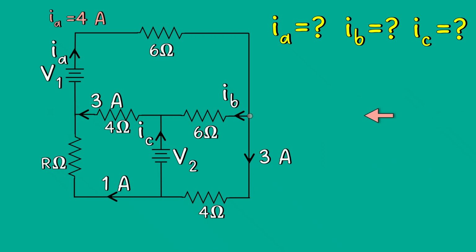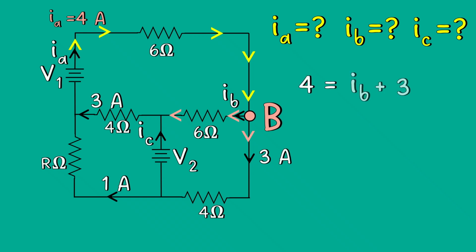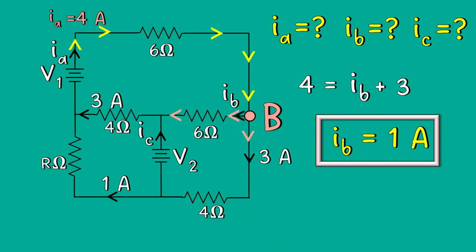Now consider this node as node B. Here the entering current is 4 amps. The leaving currents are IB and 3 amps. Hence, 4 is equal to IB plus 3. So, IB is equal to 1 amp.